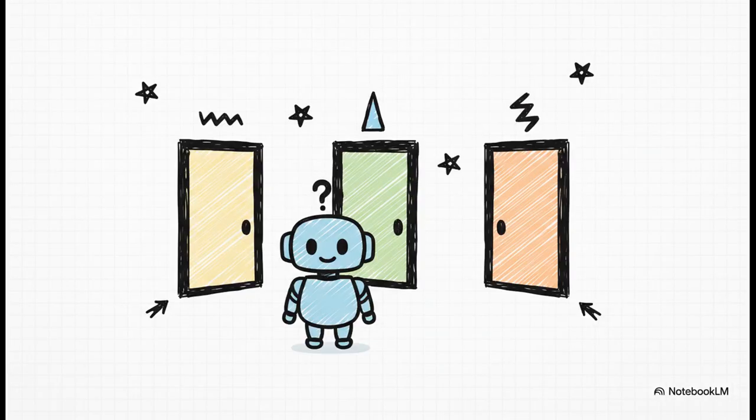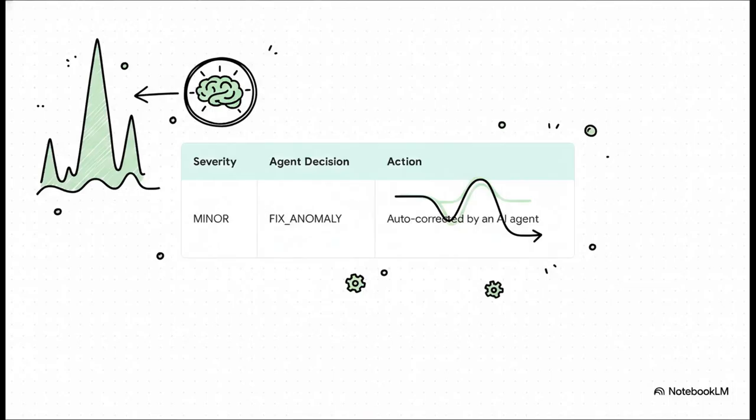So let's actually look at a few real-world examples and see how this agent did when the pressure was on. Okay, first up, a minor anomaly. The agent sees a little localized spike. It classifies it as minor, and its decision is to fix it. So what does it do? It automatically smooths out that data point using a rolling average. This is awesome for cleaning up little reporting errors without a person ever having to get involved.